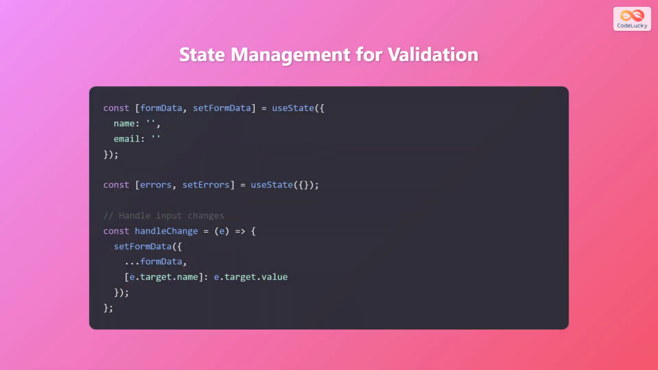To manage the validation state, we will first initialize the form data state as we did earlier. After this, we will initialize another state variable called errors, using the useState hook. This will hold any validation errors. We'll then create a handleChange function to update the form data state whenever the input fields change. handleChange will set the form data for any change in the form.